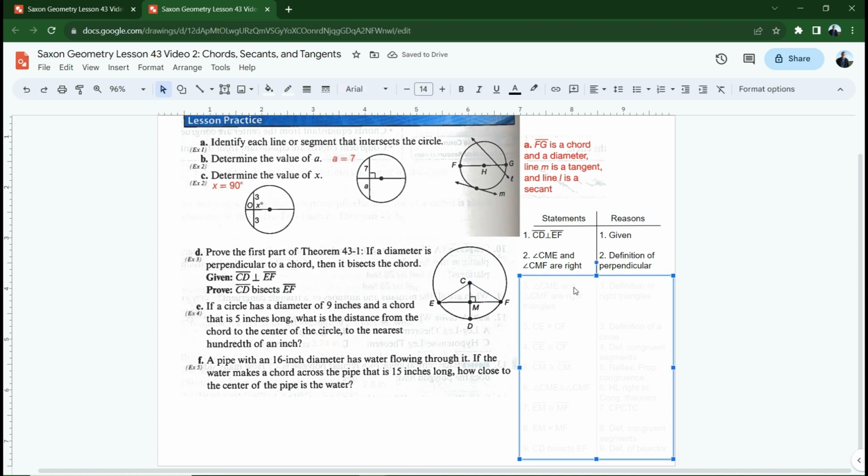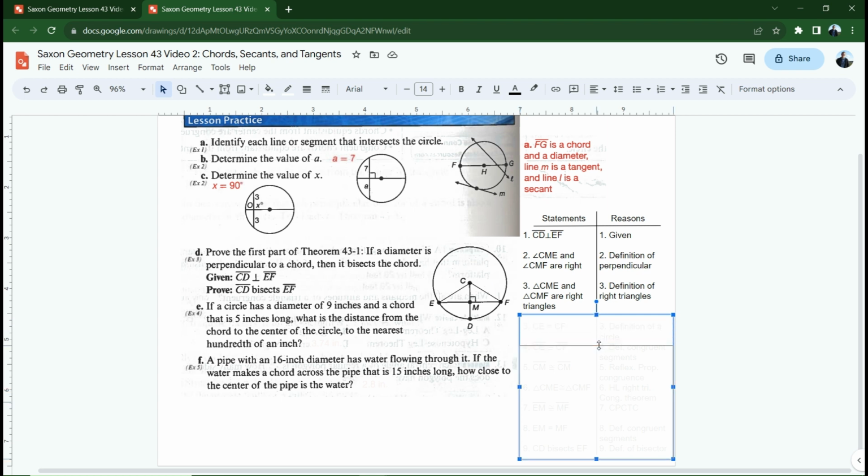And the reason I did that is because next I'm just going to say that CME and CMF are right triangles because they both have this right angle here that we just stated in the last part. If they're right triangles, I can use any right triangle congruence theorem to prove that they are congruent to each other, and that might help me out.